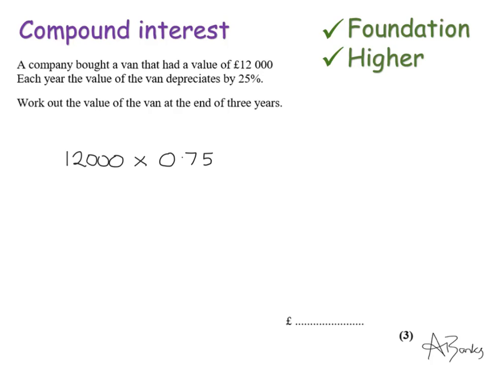0.75. Now I need to work out what my power is going to be. This says every year the value of the van depreciates, and they want me to work out the value of the van at the end of 3 years, so my index number here is going to be 3. So all I need to do now is type this in my calculator, and this gives me 5062.5, and again it's money, I need to make sure it's 2 decimal places, so that's 0.50.